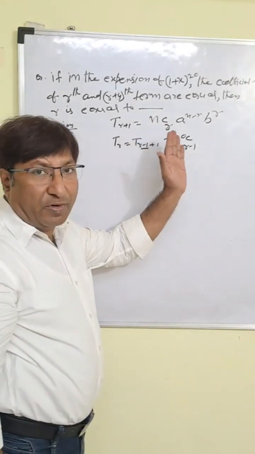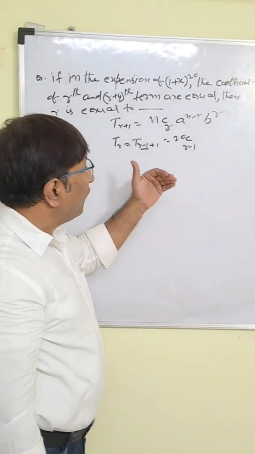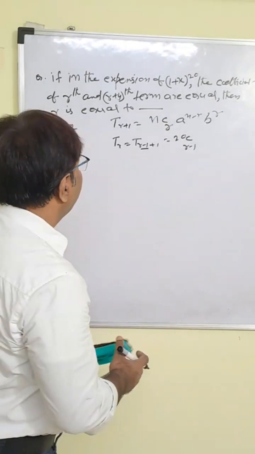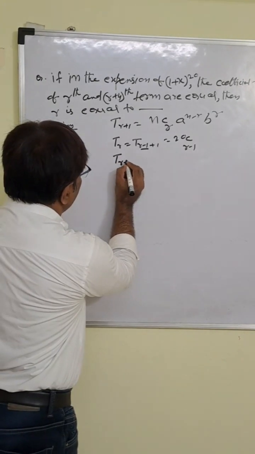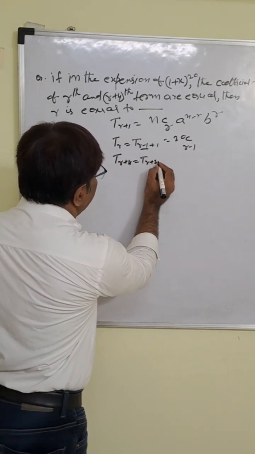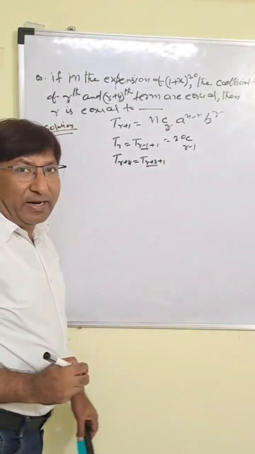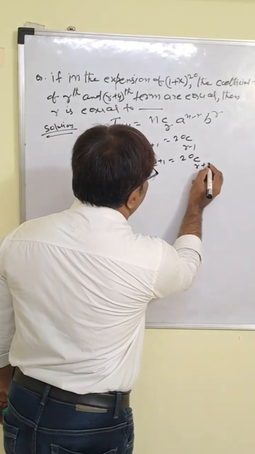Because the first term is 1, and 1 to the power anything is 1, and the second term is x. So we need the coefficient, so no need to write x here. Now in the same way we are finding T(r+4). So we can write T(r+3)+1. So here r is what? r + 3. So we can write 20C(r+3).